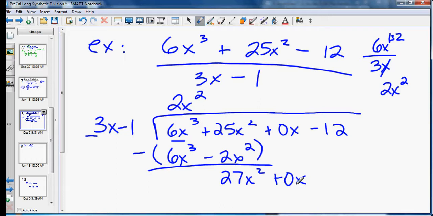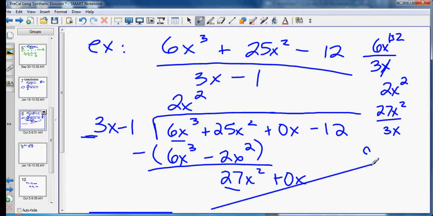27 divided by 3 is 9. And I can cancel out one of the x's, leaving me with just x. I don't know why that random line went across there. Who knows? Okay. But 27x squared over 3x is 9x. So 9x is what goes up top here.